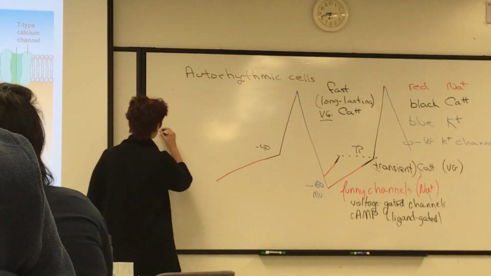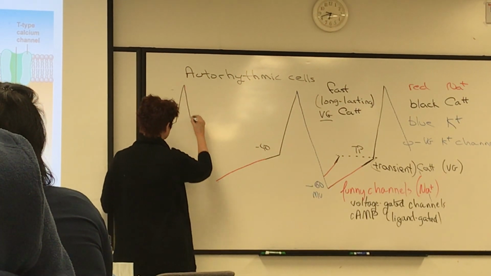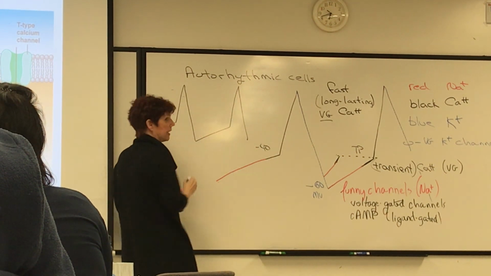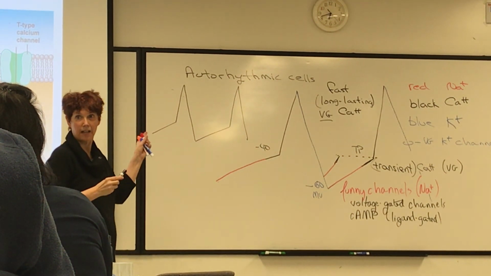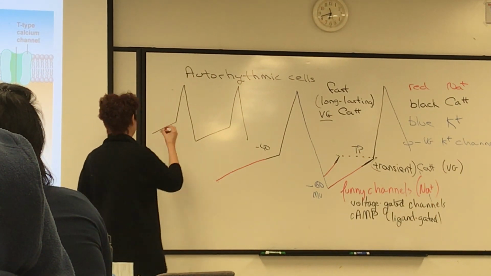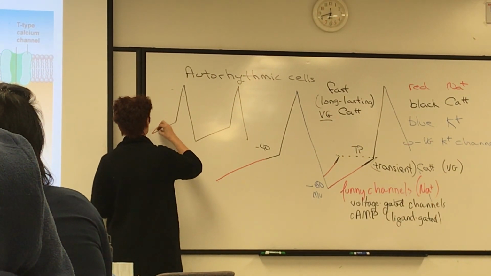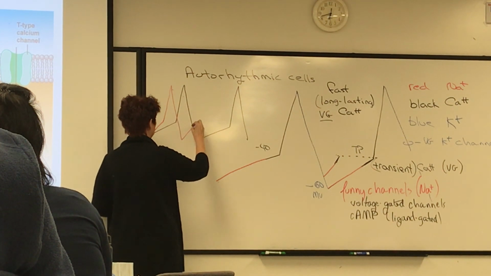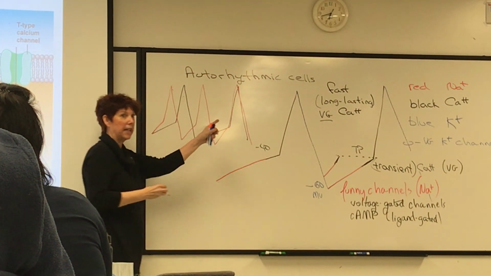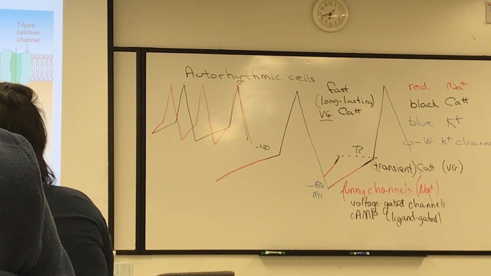So if this is our normal pattern, and here's an action potential resulting in a heartbeat every time the autorhythmic cells get an action potential, under the influence of norepinephrine we decrease that interval. We can get a faster heart rate.